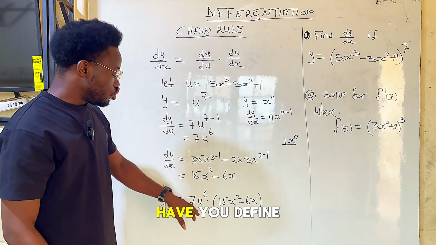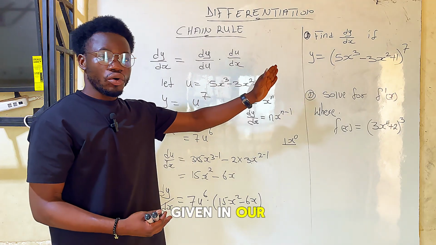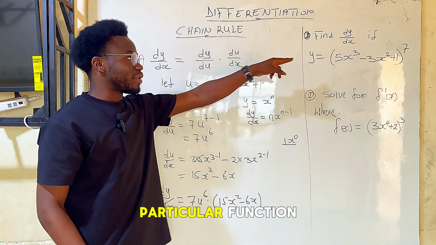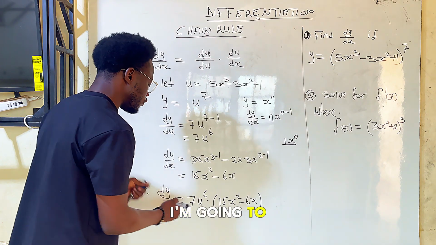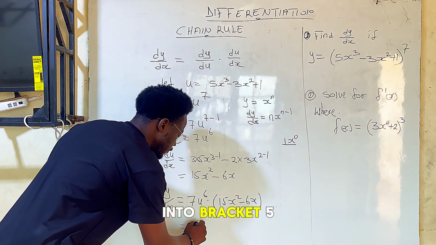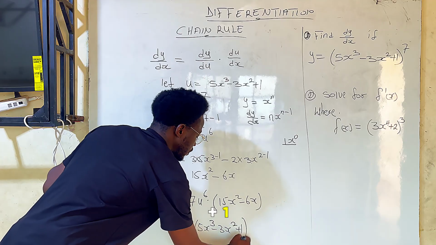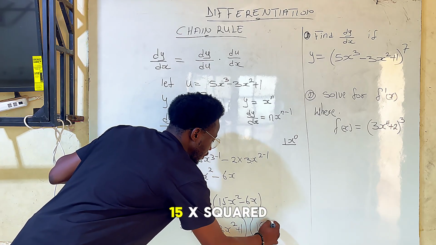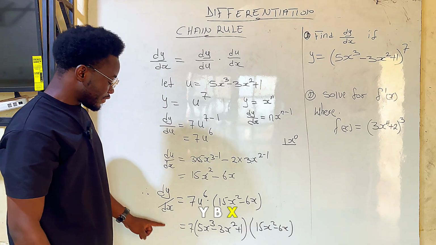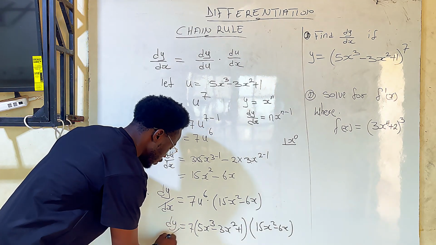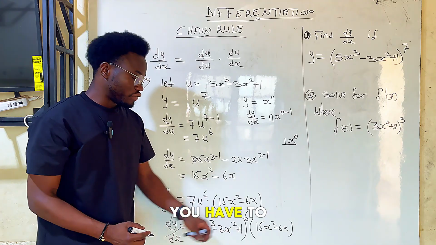Now, remember we have u defined somewhere. We said u is equal to this. So we have to replace the u because it wasn't given in our question. We chose a variable to represent that particular function. So we can choose any variable at all. So here we chose what? u. Hence, I'm going to substitute it back. We have 7 into bracket 5x exponent 3 minus 3x exponent 2 plus 1. And this is all still multiplied by 15x squared minus 6x. Hence, your dy dx is equal to this exponent 6. Remember, that is 6 here. You have to put it there.